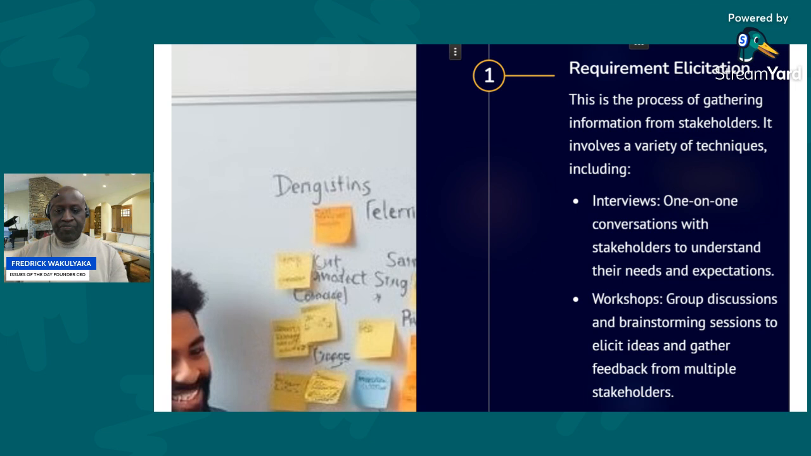Requirement elicitation. This is the process of gathering information from stakeholders. It involves a variety of techniques, including interviews, one-on-one conversations with stakeholders to understand their needs and expectations, workshops, group discussions, and brainstorming sessions to elicit ideas and gather feedback from multiple stakeholders.